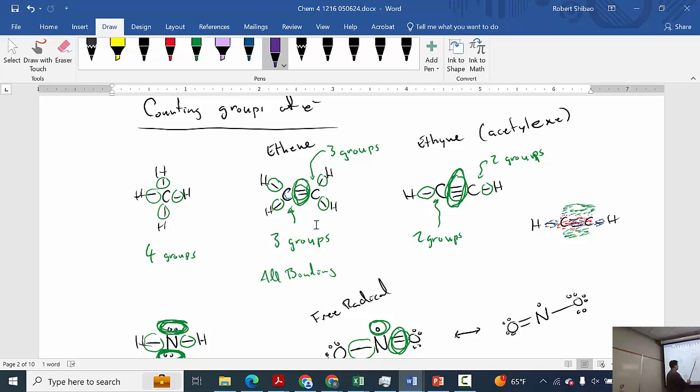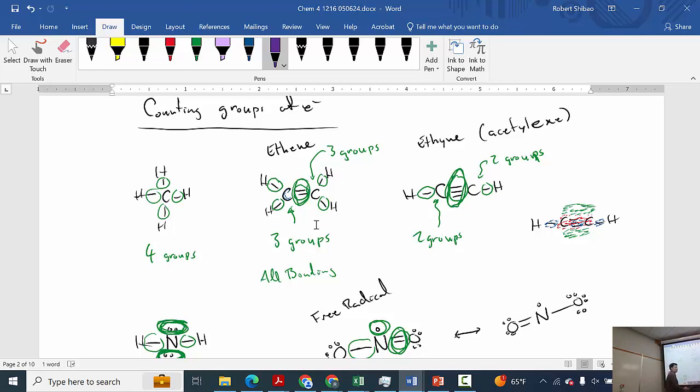Okay, over here, we look at each carbon. This carbon here, for the molecule ethene, has 2 single bonded hydrogens and 1 double bonded carbon. Now the question is how many groups? So we have the single bond, the single bond. Does the double bond count as 2 groups or 1 group? It just counts as 1 group. And so altogether we're going to have 3 groups.